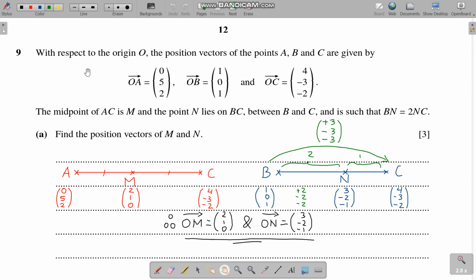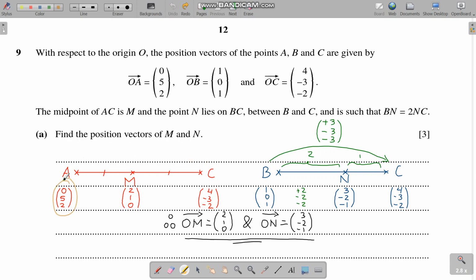With respect to the origin O, the position vectors of A, B and C are given. The midpoint of AC is M. Find the position vectors of M and N. Okay. So let's start by visualizing and drawing some simple diagrams. The midpoint of AC is M. Just draw a line, label it A and C, and in the middle it's M.